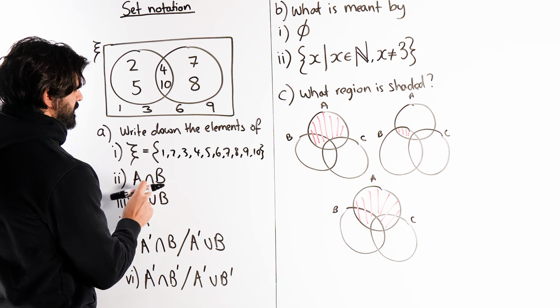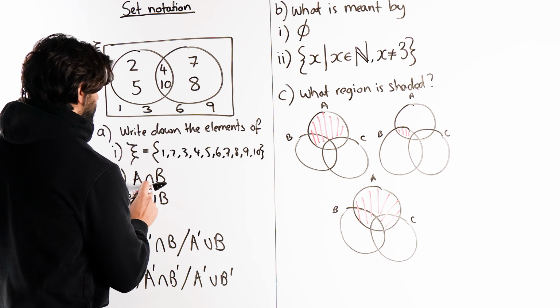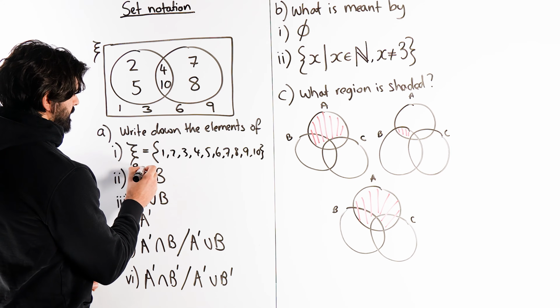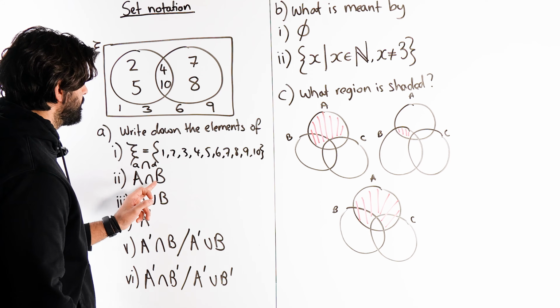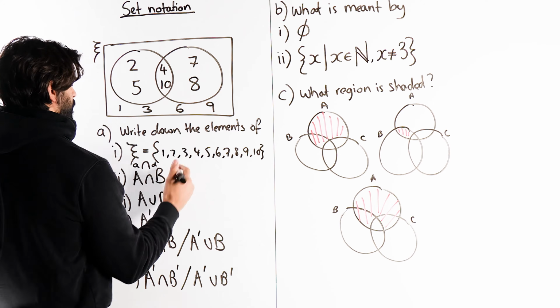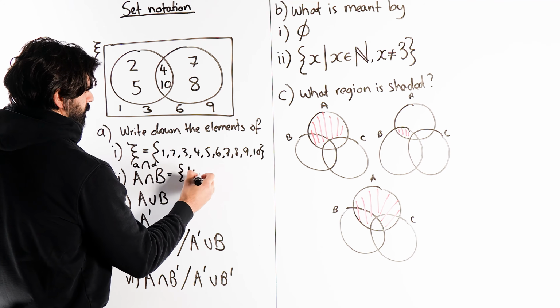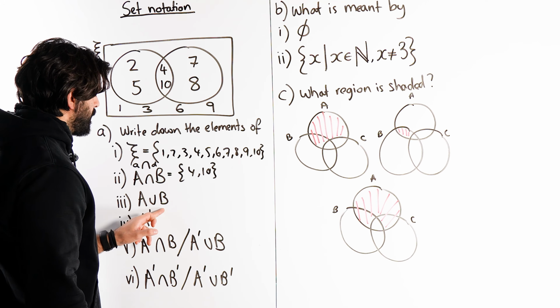A and B, so this is the set notation symbol for intersection. I like to think of it as and. A and B together, we're looking at the overlap, which is 4 and 10. This is A or B.